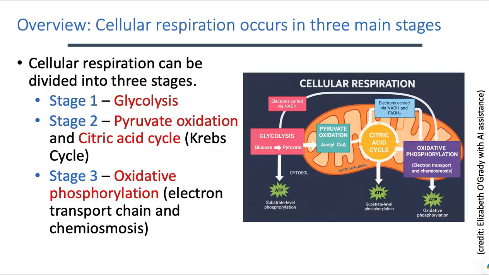So again, just to go back over this, we are going to take glucose and break it down using really three different stages ultimately to make ATP. We're going to do the stages of glycolysis, pyruvate oxidation and the citric acid cycle. Okay, these are two different processes. And finally, we're going to finish with oxidative phosphorylation.